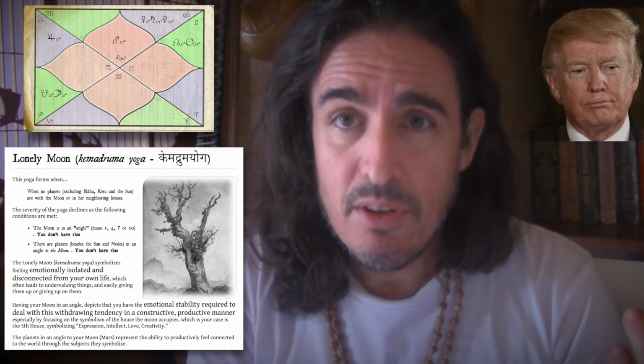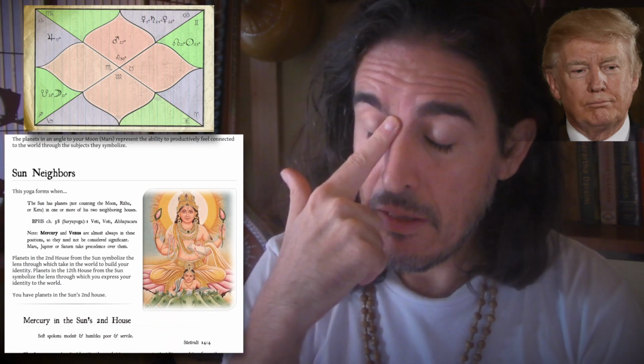Now, the Madruga yoga is based on the neighbors of the moon. Neighbors of the sun are also somewhat important, less than the moon, because the moon is the mind and feminine in nature, so it's more sensitive to its surroundings. The sun is masculine in nature, so it's less sensitive to those surroundings. With the sun, you'll very frequently have Mercury and Venus in its neighboring houses, 2 and 12. So you can kind of disregard those.